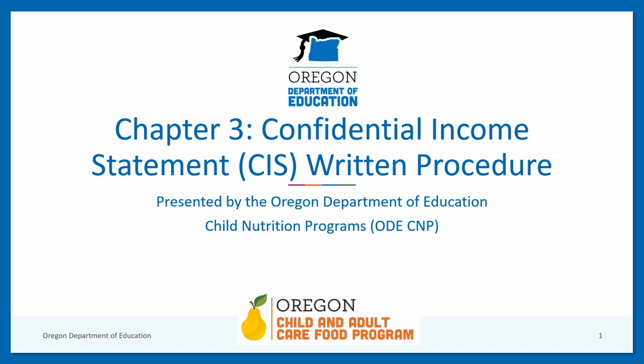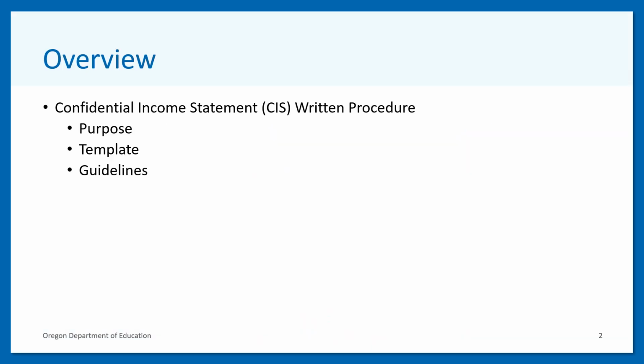This training is presented by the Oregon Department of Education Child Nutrition Programs, also known as ODE-CNP. In this training, we will go over how to complete a written procedure for distributing, reviewing, and approving CIS forms. We will touch on the purpose of having a procedure, guidelines to follow, and the template ODE-CNP created that can be used by sponsors.